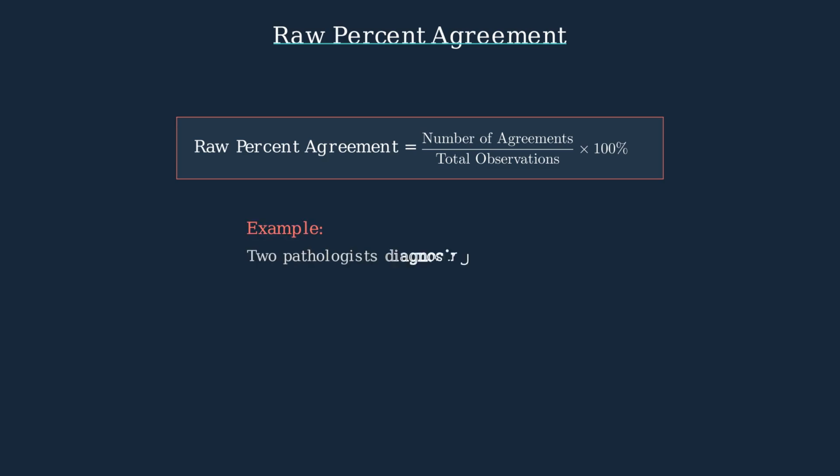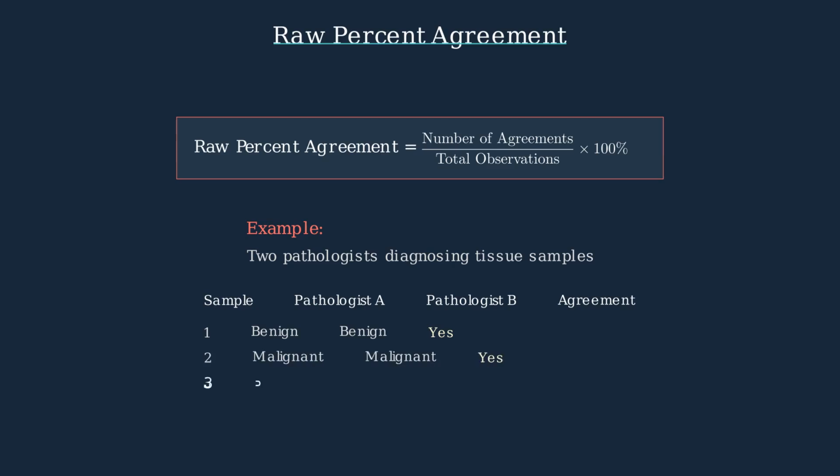Let's consider an example where two pathologists diagnose 5 tissue samples as either benign or malignant. They agree on samples 1, 2, and 5, but disagree on samples 3 and 4. In this example, the raw percent agreement is 3 agreements divided by 5 total observations, giving us 60% agreement.